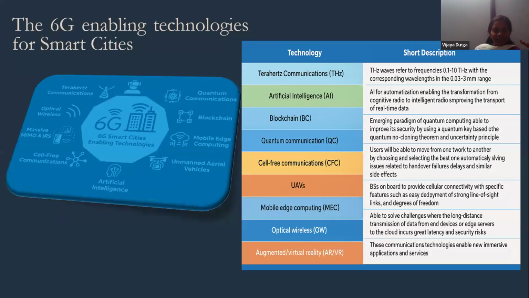Then after completing 5G waveforms, what are the 6G technologies, especially for smart cities? Here I have already told you about terahertz communication, which can offer 0.1 to 10 terahertz, which corresponds to the wavelengths. Yes, when you go for higher frequencies, the wavelength is very small, because those are inversely proportional to each other.